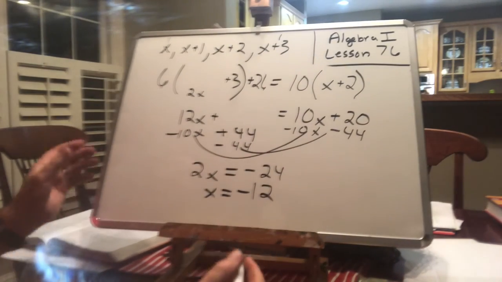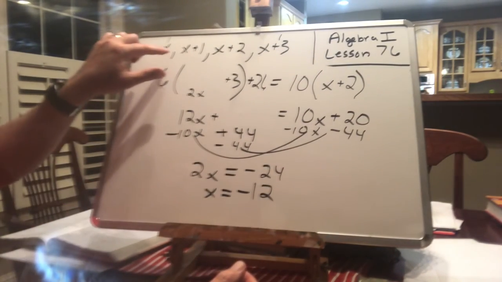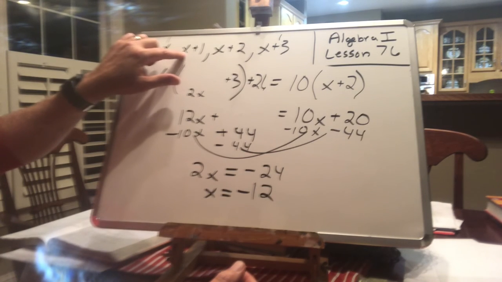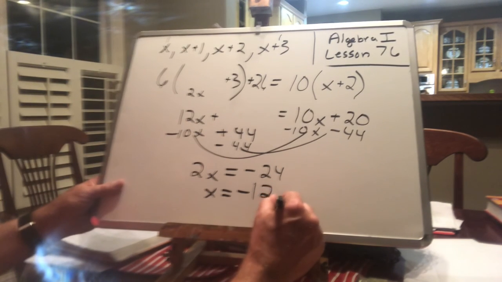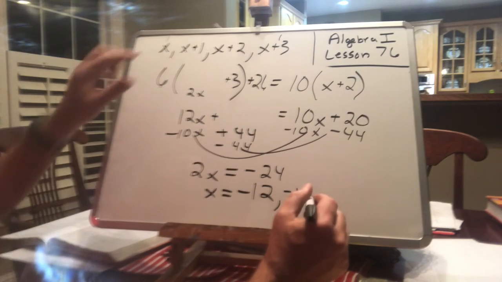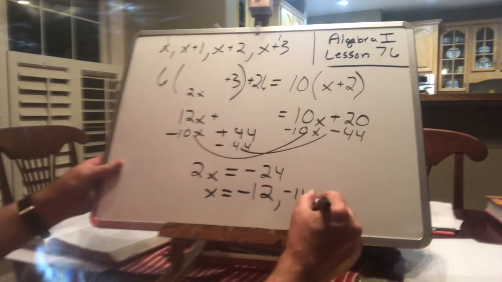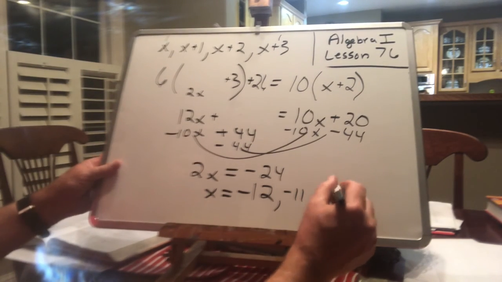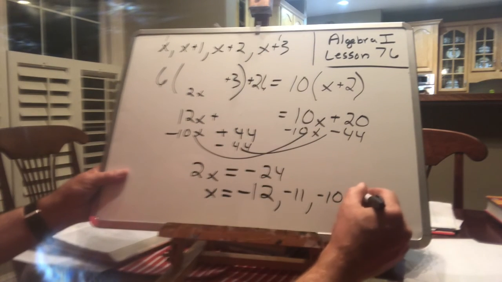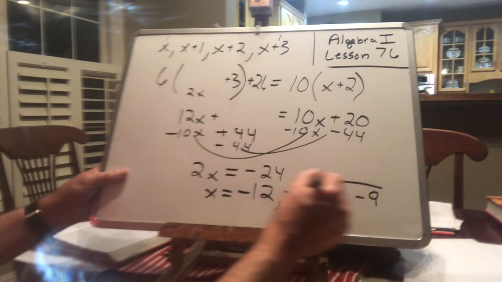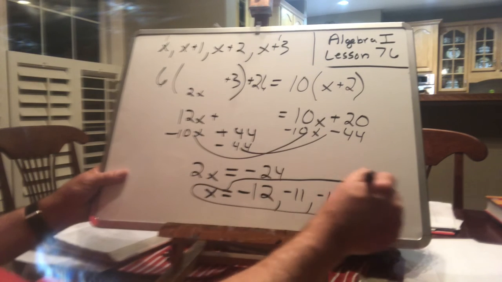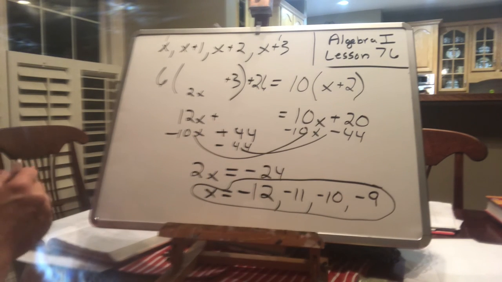Now, when you're finding the 4 consecutive numbers, don't let it fool you. Negative 12 is inserted right here. Negative 12 plus 1 is what? Negative 11. Negative 12 plus 2 is negative 10. And negative 12 plus 3 is negative 9. Those are my 4 consecutive integers.